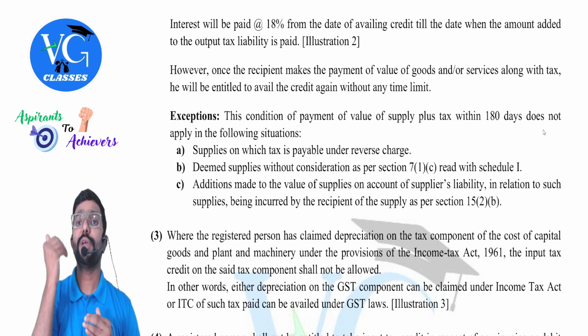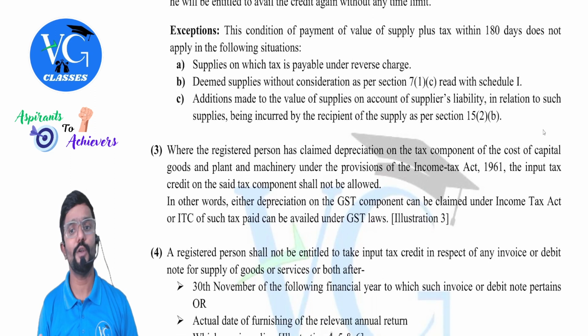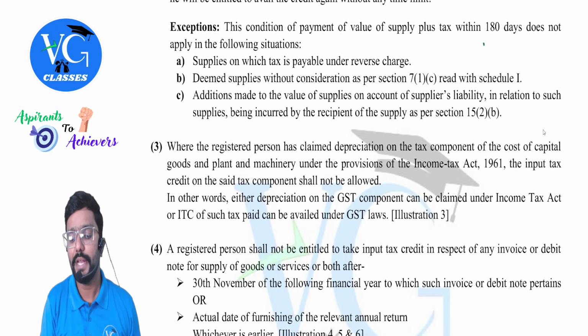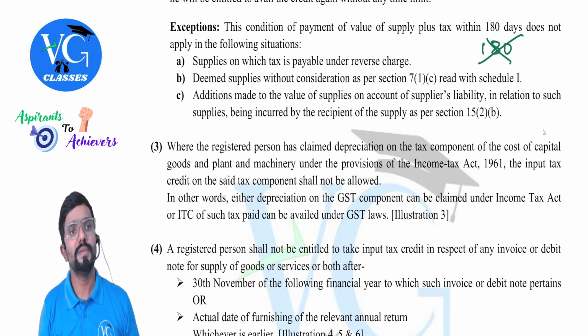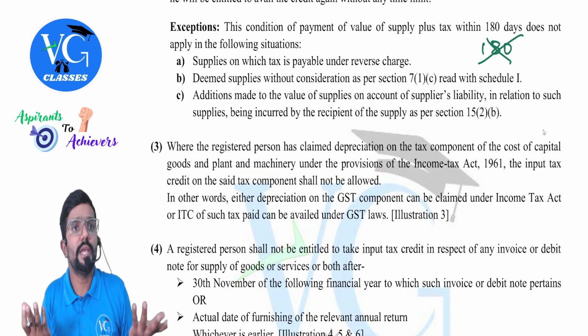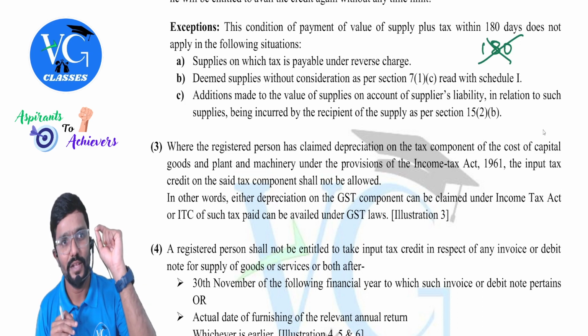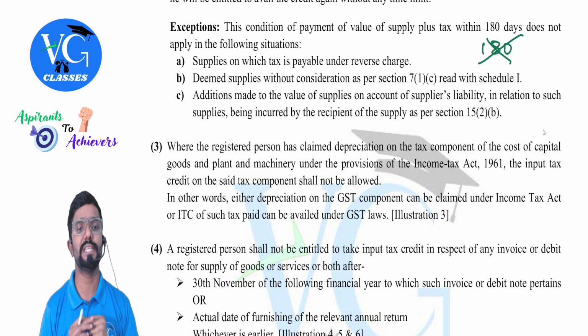There are a few exceptions to it. In the following cases, guys, the 180 days time is not applicable. Even if the recipient has not paid, can he claim the credit? Yes, he can claim it. And logically, let us learn, guys. You can easily remember.